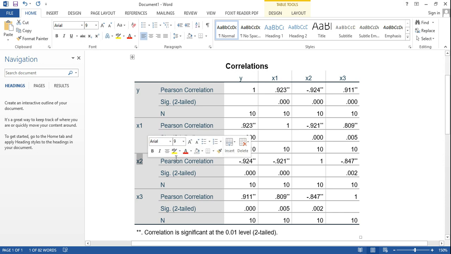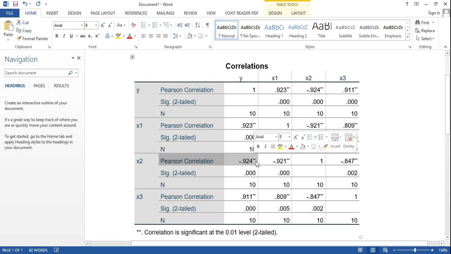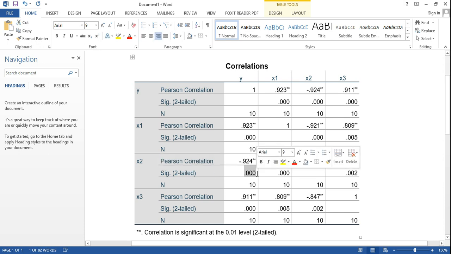Then consider y and x2. From here we see the Pearson correlation is -0.924, which is very close to -1. It indicates a strong negative correlation between y and x2. Otherwise, we can say if y increases by 100, x2 will decrease by 92.4. And from the significance or p-value, we see this strong negative correlation is statistically significant.